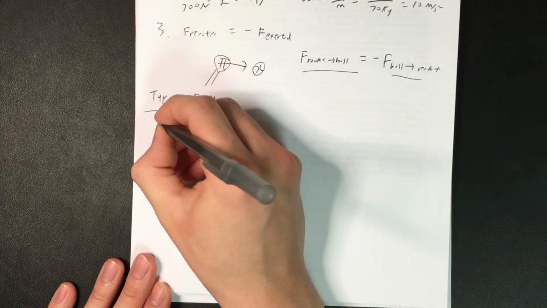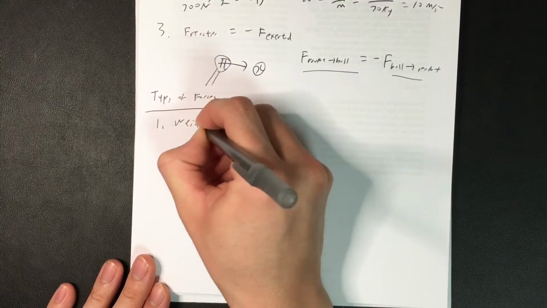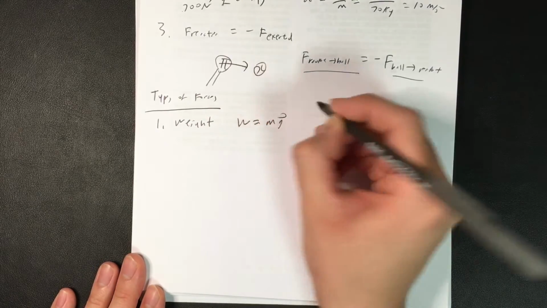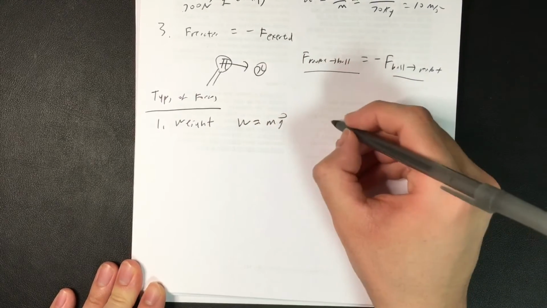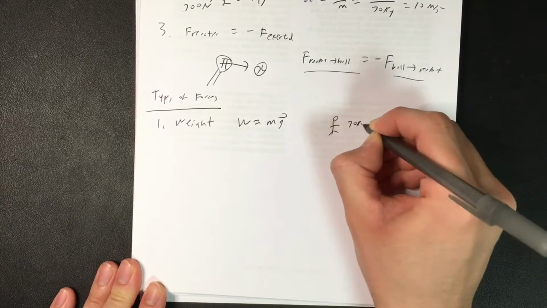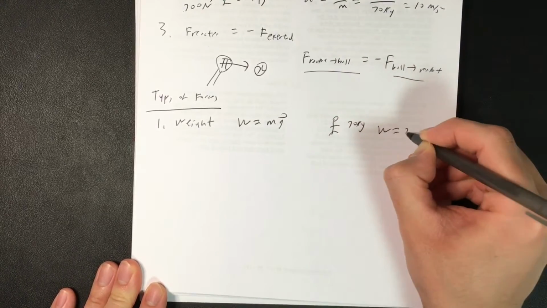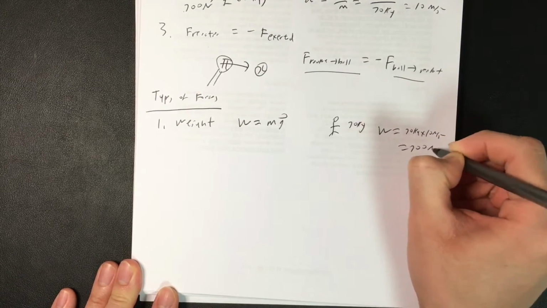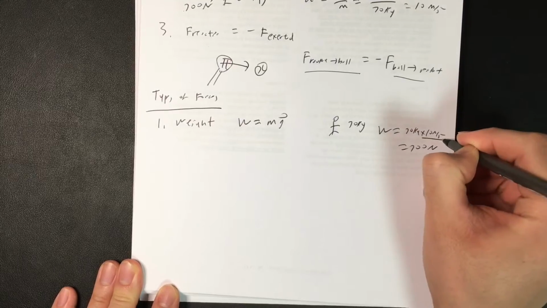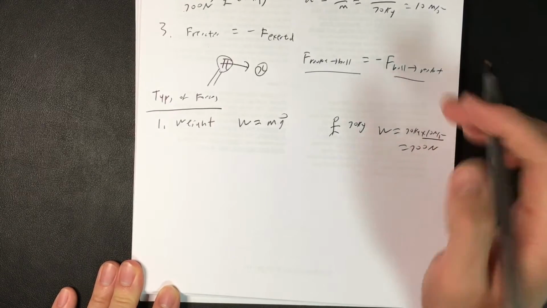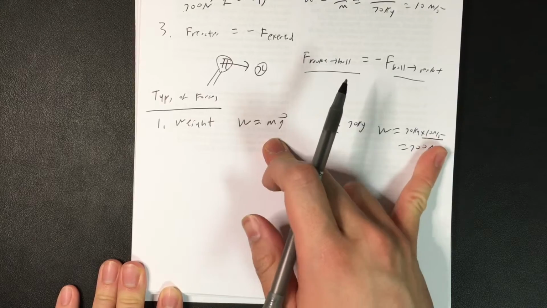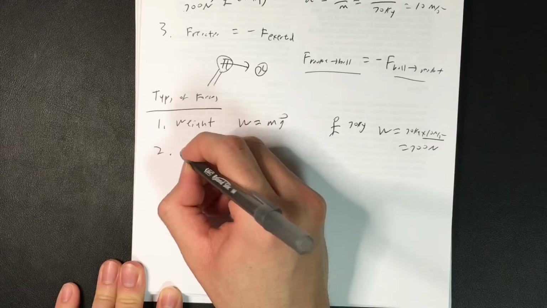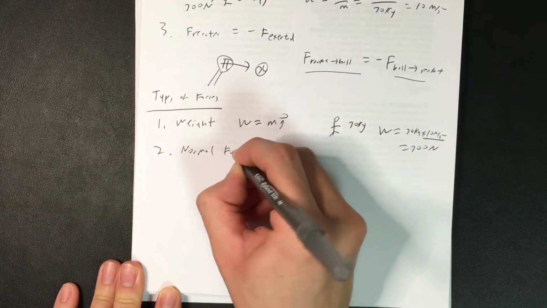Now there are several types of forces, and the first one is weight. Weight is defined as mass times the gravitational acceleration. So for example, a person weighing 70 kilograms has a weight of 70 kilograms times 10 meters per second squared, which equals 700 newtons. Again, I'm using 10 meters per second squared because the gravitational acceleration g equals 10 in the F equals ma exam, not 9.8.